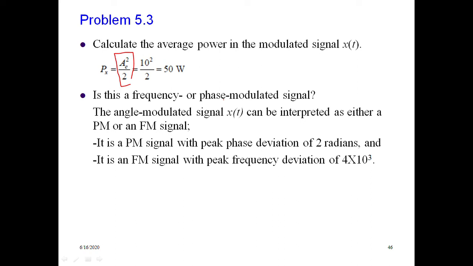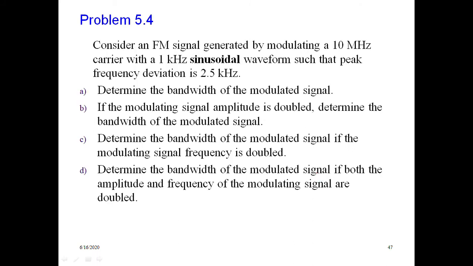Alright, so this is a revision on whether the signal is a frequency or phase modulated, and it can be both. It's a PM signal, as in the previous example, with a peak phase deviation of 2 radians, and it's also an FM signal, since we differentiated the phase and got the maximum frequency deviation of 4 times 10 to the power of 3. Talking about peak and maximum is the same. When we talk about peak frequency deviation, it is actually the maximum frequency deviation.